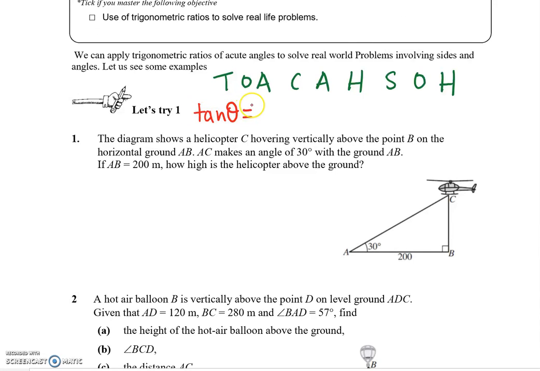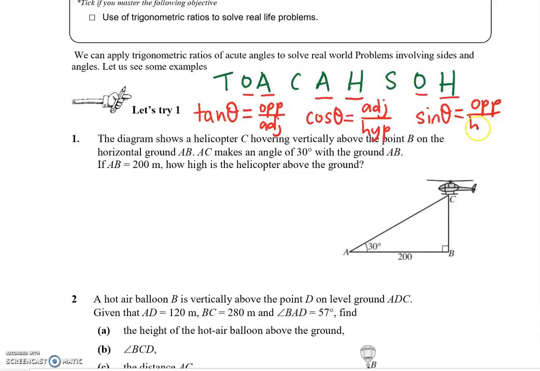So tangent theta is equal to O over A, which gives us opposite over adjacent. Cosine theta will be A over H, which is adjacent over hypotenuse. And finally, sine theta is opposite over hypotenuse.